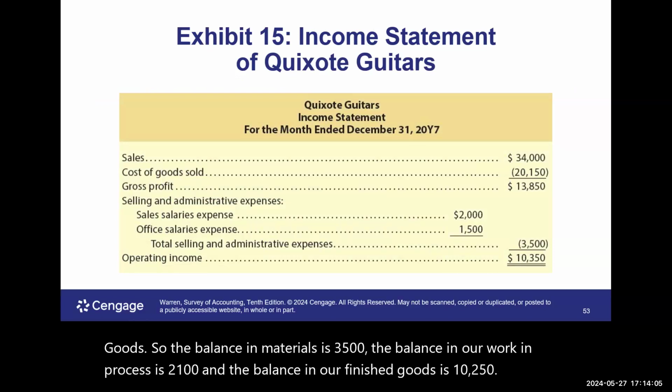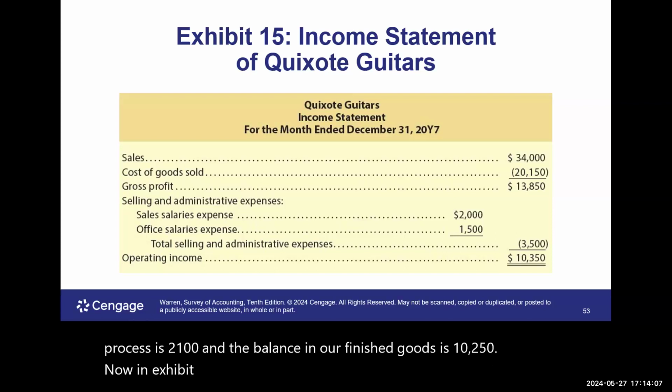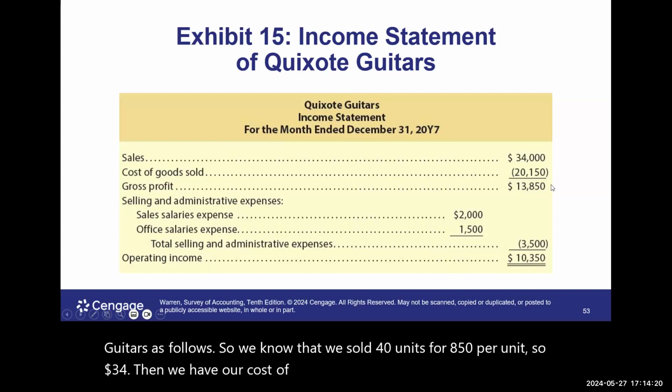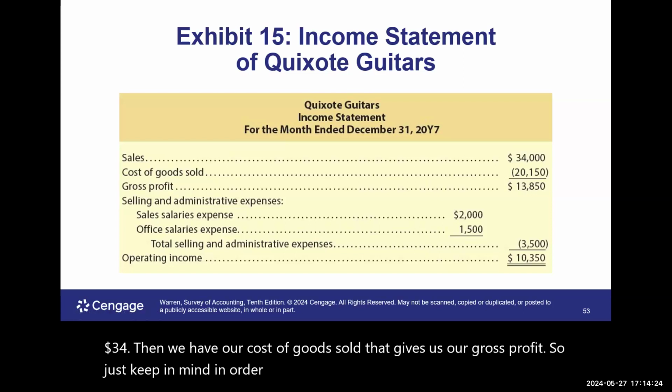Now in Exhibit 15, this essentially shows the income statement for Q guitars as follows. So we know that we sold 40 units for $850 per unit. So $34,000. Then we have our cost of goods sold. That gives us our gross profit. So just keep in mind, in order to calculate gross profit, it is sales minus cost of goods sold.